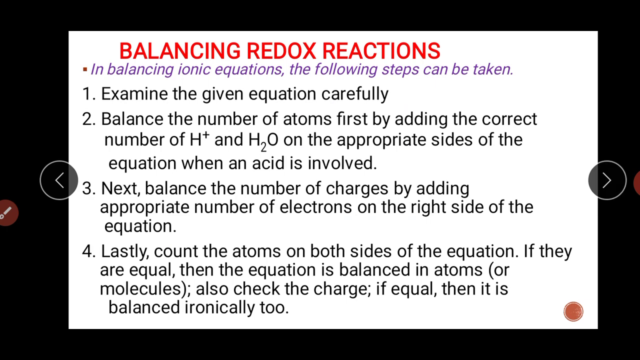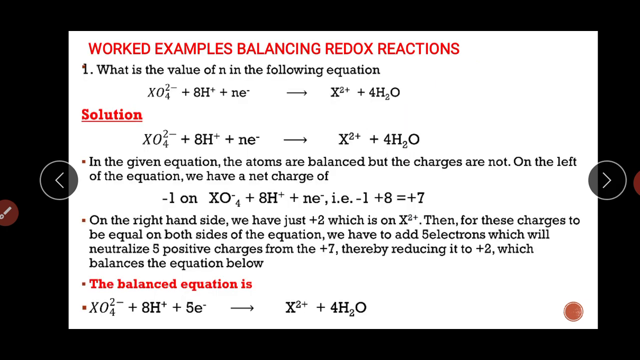Let's look at them practically. We are asked to balance this redox reaction. What is the value of n in the following equation? We want to find the n that makes this equation balanced. Now let's look at this. In the given equation, let's look at the atoms. You can see the atoms are balanced.